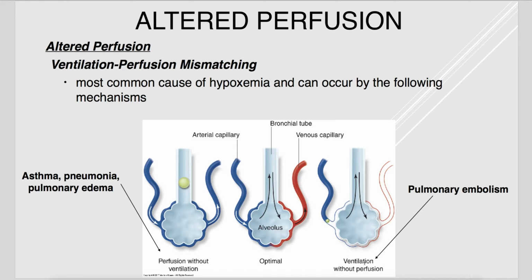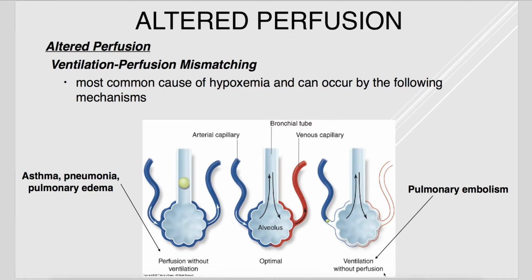So changes in perfusion. We talked about ventilation perfusion matching. This is about ventilation perfusion mismatching. So again, we want the amount of oxygen we bring into the lungs to be roughly the same amount of oxygen we put into the blood. But there are cases where we can have perfusion without ventilation, meaning something is blocking the movement of air itself, but we still have the capacity to perfuse. This can occur in things like pulmonary edema or asthma.